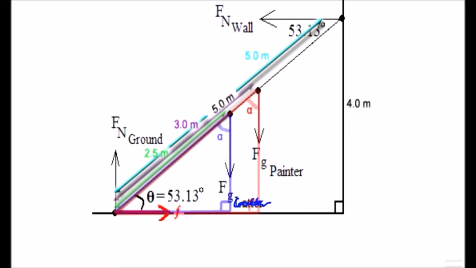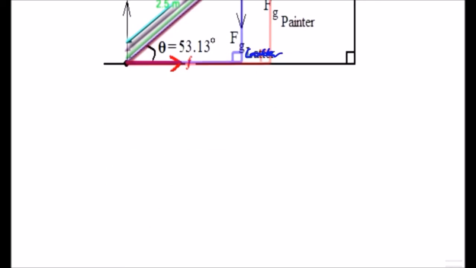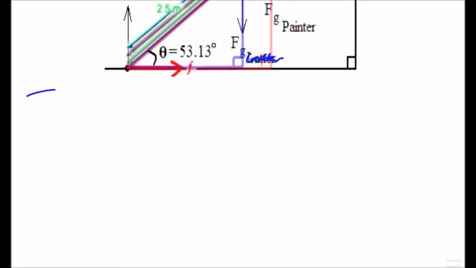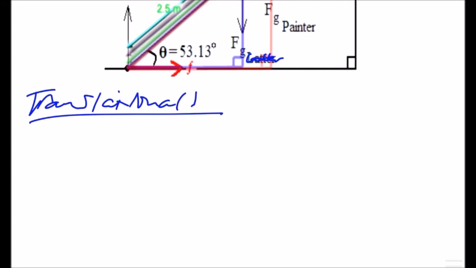Okay, so after you put your force vectors on your picture, what's always your next step? Translational and rotational motion, right? So let's do our translational motion statements. What are we going to use with that? FNet statements. Okay. So what axis are we playing in here?